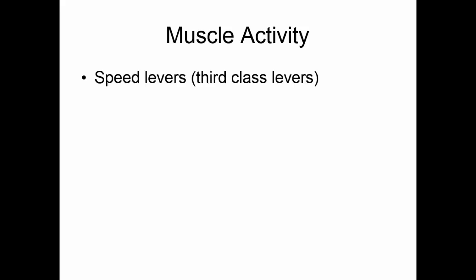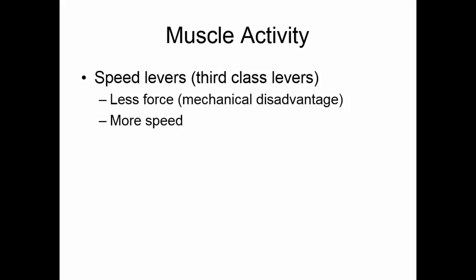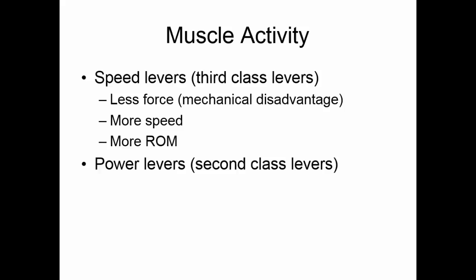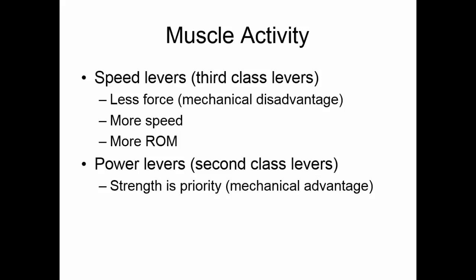As we compare muscle activity with relationship to the lever system, we have speed levers. These are the third class levers. These have less force, so they have mechanical disadvantage. It takes more effort to move the load. They do have more speed and they have the greatest range of motion. The power levers are the second class levers. Here, strength is a priority. These display mechanical advantage. They're more stable, but they do act slower.